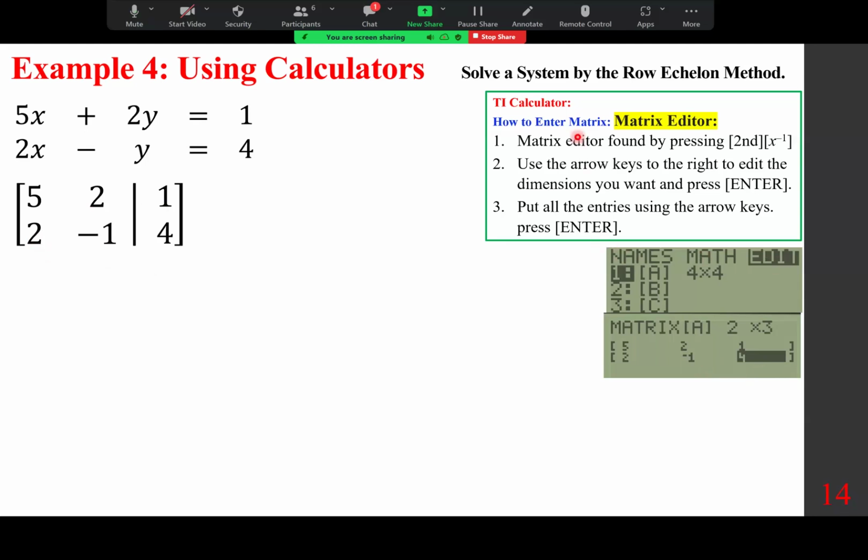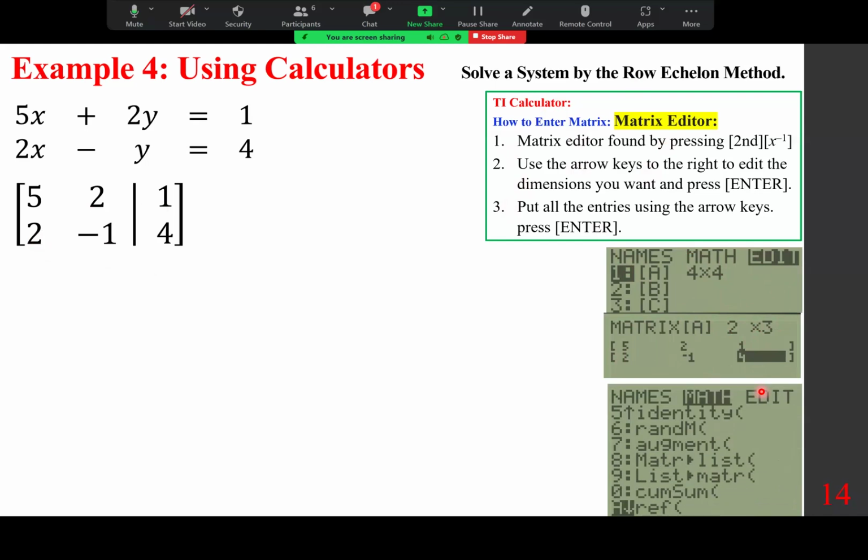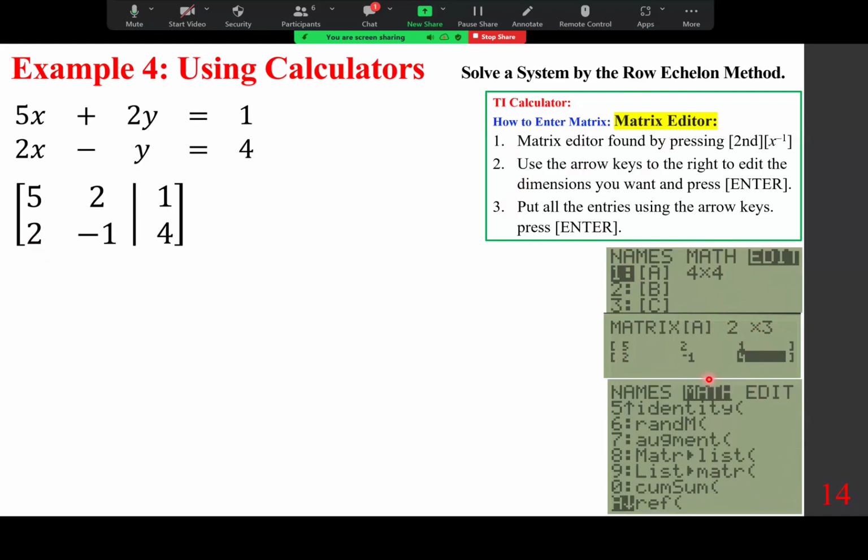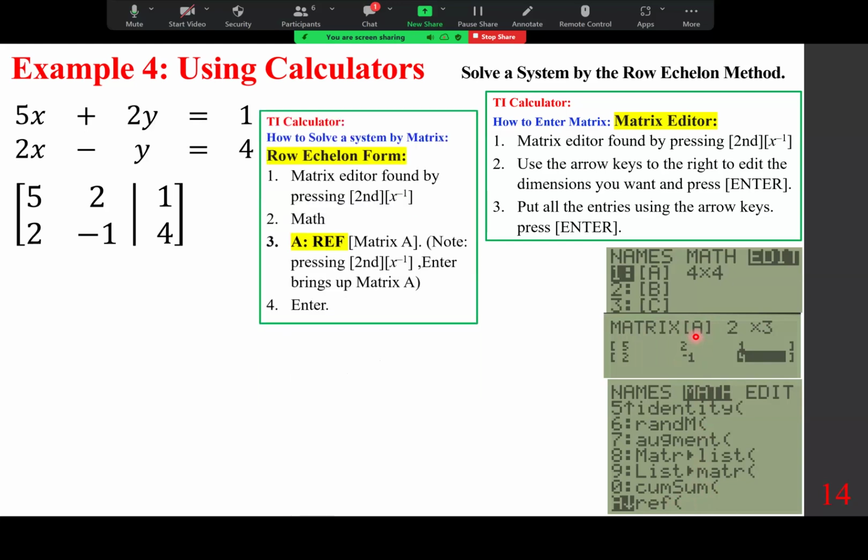Then you do the same thing, but this time instead of edit, you go to math. If you go to math now, see we have names, math, edit. Edit lets you change the size and put in the information. Now you go to math and you see those, we want REF. So we're going to use REF, row echelon form. REF of what? Well, since we call this A, REF, matrix A.